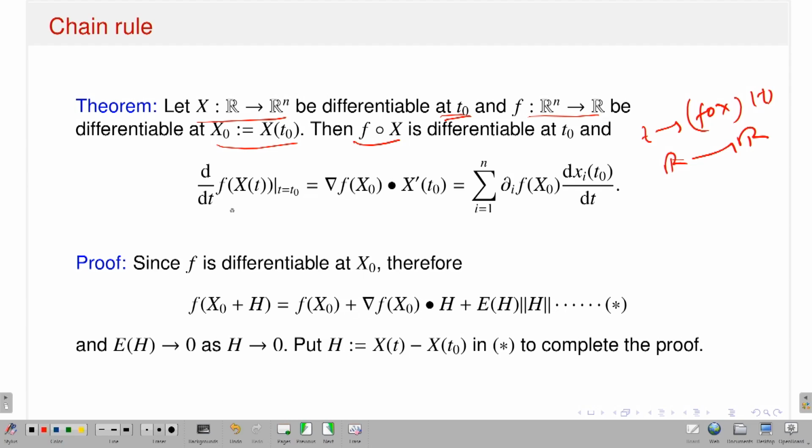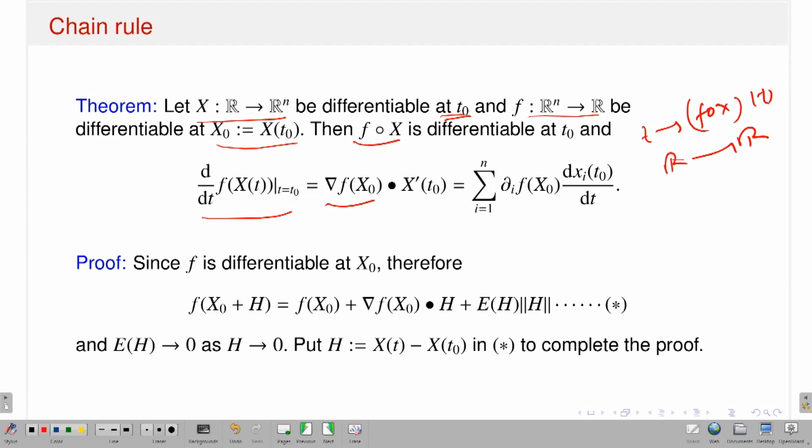So therefore, I can talk about the derivative of the composition function f of x(t) at the point t equal to t naught. If x is differentiable at the point t naught, and f is differentiable at the point x naught, which is nothing but x of t naught, then the composition function is also differentiable at the point t naught. Not only that, the derivative is nothing but the gradient vector of f at x naught dot product with the derivative of x at the point t naught, which I have written as the gradient vector dot the derivative x prime, and this is the expression: sum from i equals 1 up to n of del f del xi at the point x naught times derivative of xi at the point t naught.